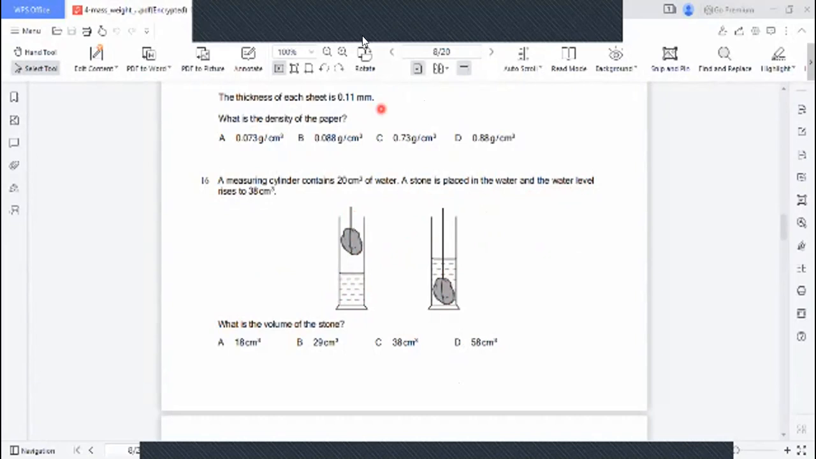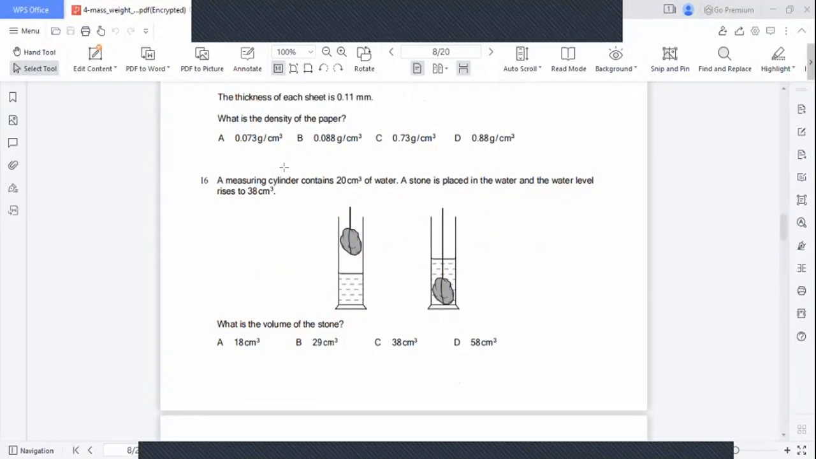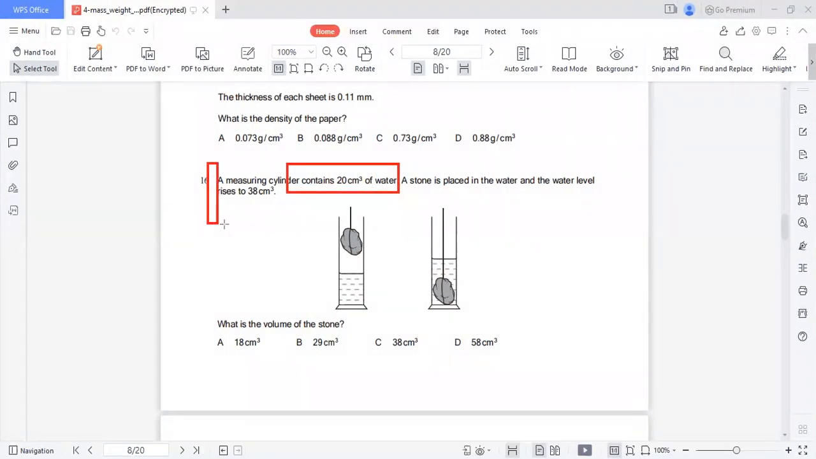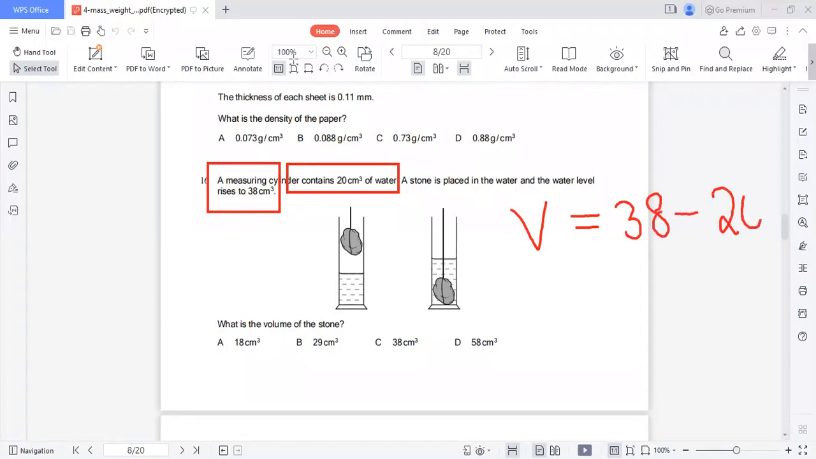And the water level, you can see the previous volume of the water was 20 cm³, and this is the new volume of water. So now we have two different volumes. If we just subtract them, new volume minus old volume is the volume of this stone. So 38 is the new volume of the liquid, and 20 is the previous volume of the liquid. So it would become 18, which is the volume of this stone.